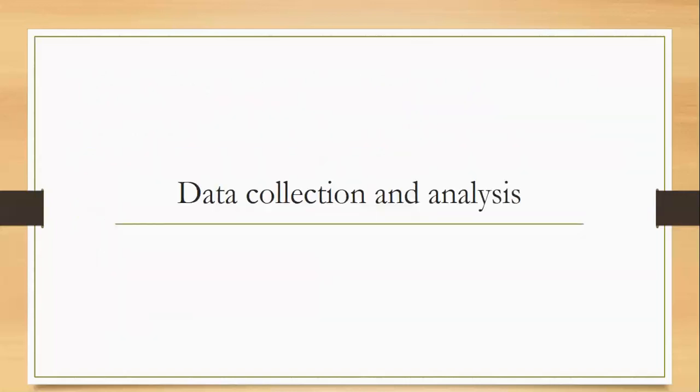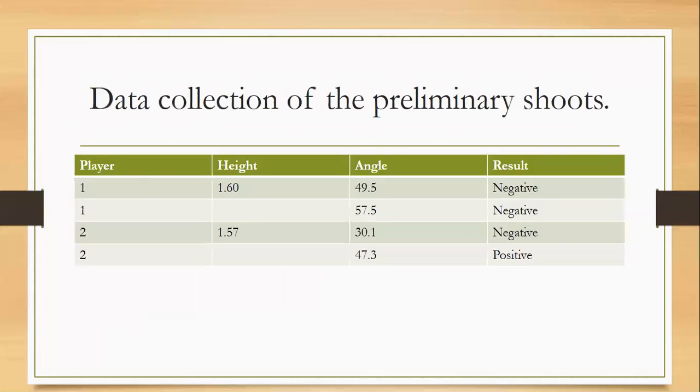Our data collection and analysis. This is a little table about our first results. Player one, who has a height of 1.60 meters, had both negative results. The first one with an angle of 49.5 degrees, and the second one with an angle of 47.5 degrees.